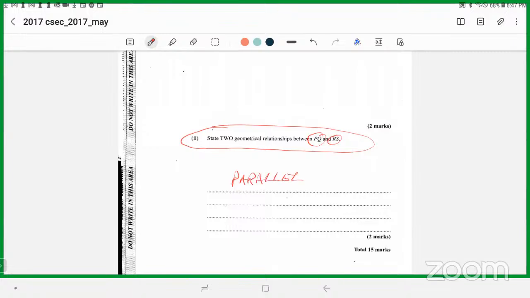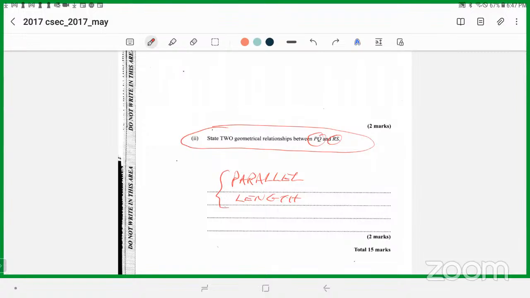And the next relationship is about the ratio of the lengths, how long one is relative to the next one. Those are the 2 relationships: that they are parallel, and the relationship between lengths, like one is 2 times as long as the next, something like that.